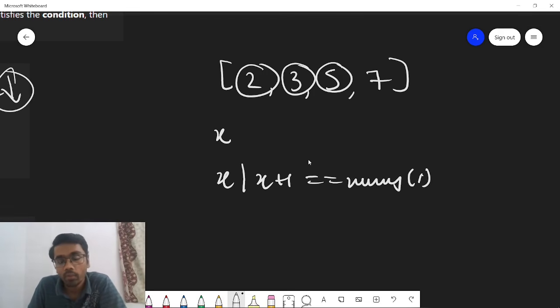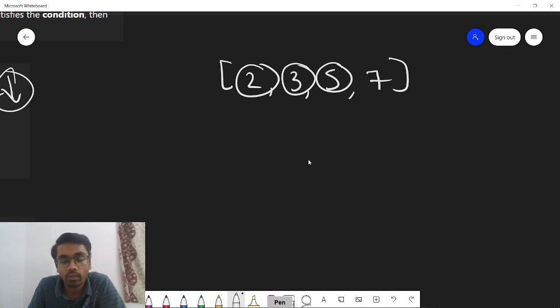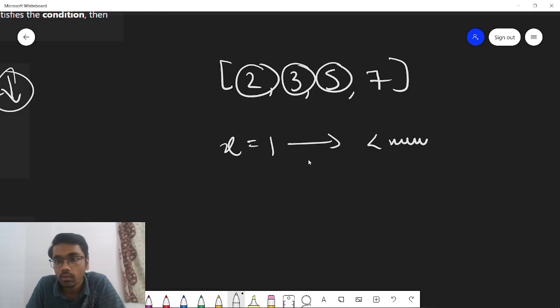So in the brute force manner, what can we do? We can try out each and every possible value of x. Now what is each and every possible value of x? Now x can run from 1 up till less than this nums[i]. Why less than nums[i]?